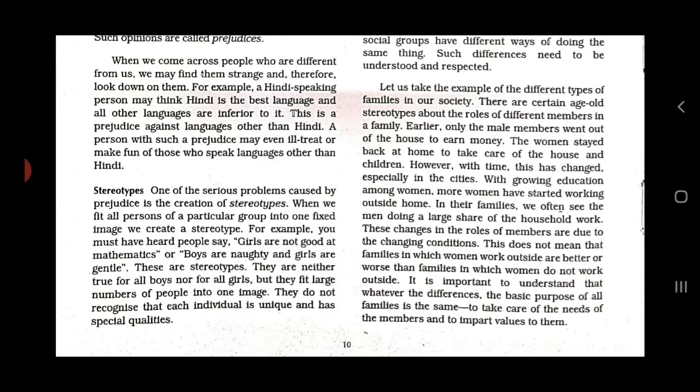They do not recognize that each individual is unique and has special qualities. Each and every individual has their own special qualities. A boy can be gentle, a boy can cry. Sometimes you might also have heard people saying that boys don't cry. Then if a boy is crying, they will tell him, why are you crying? Are you a girl? So all these things are wrong. Why? A boy can also cry. Boys also have emotions. So all these stereotypes are created by the society, which needs to be changed.